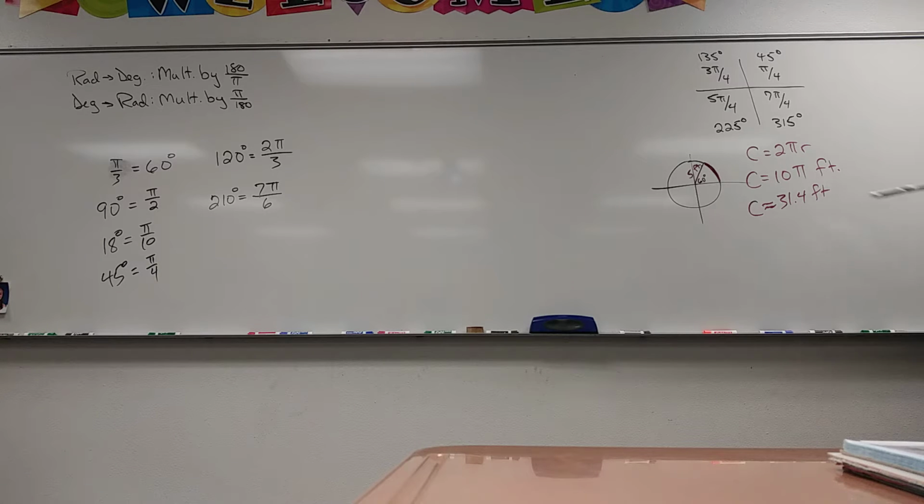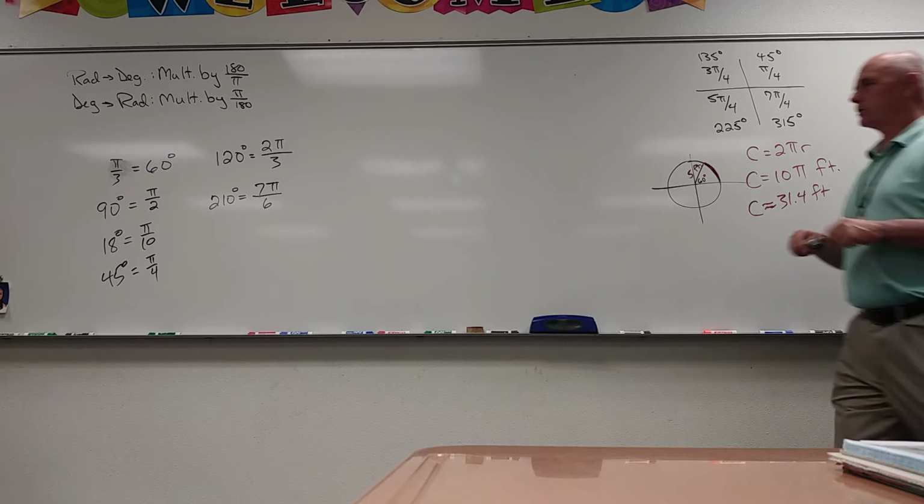If you were trying to find the length of this arc, what would you do? 1/6 of it. Why 1/6? Because 60 degrees is 1/6 of the way around the circle. Fair? Okay.